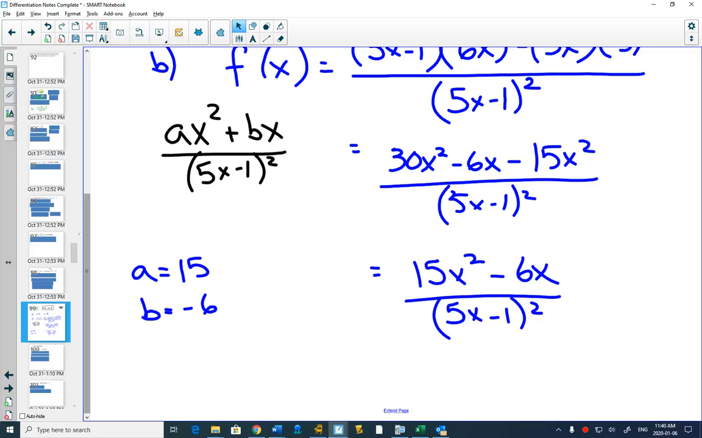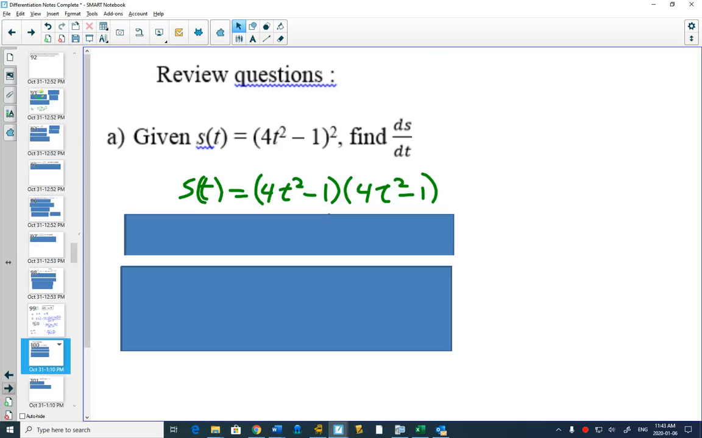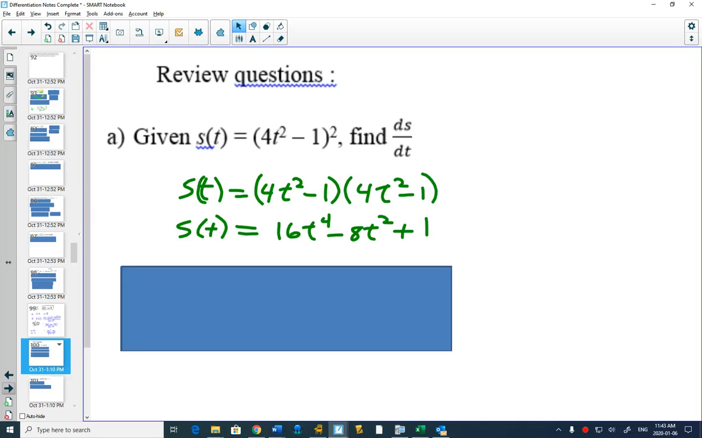So there's 2 review questions for you just to look at at the bottom. See if you remember how to do them. I'll show you the answers for those in a second. If you were stuck on the first one, sometimes you get tempted to do the derivative too quickly. Actually multiply it out, and then the derivative is easier.